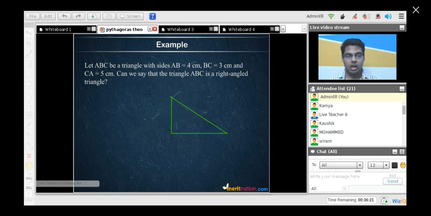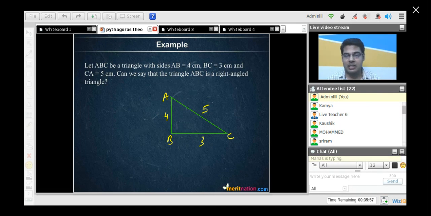Right? So all of you would like to answer this question. We have already done it many times. Here this is A, this is B, this is C. AC is given as 5, BC is given as 3, AB is given as 4. So can we say it is a right angle triangle? Absolutely correct. Very good. So we have already utilized one theorem and one example, right?